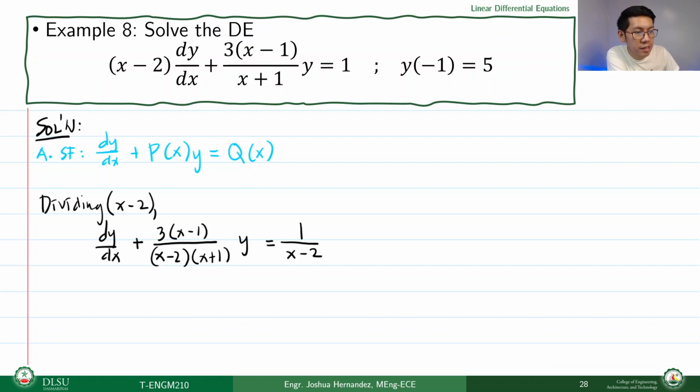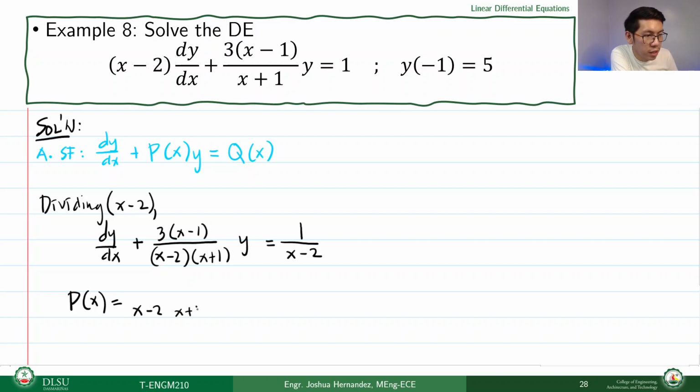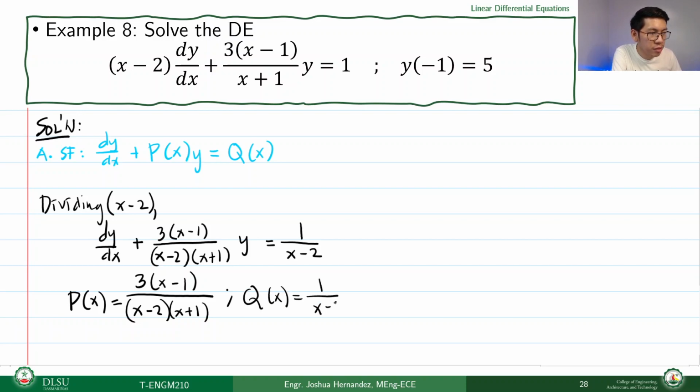Now, from this, we can notice visibly and identify that p of x is actually equal to, the denominator being x minus 2, x plus 1, over the numerator being 3x minus 1. And of course, q of x equals 1 over x minus 2. Let's proceed by looking for the integrating factor.